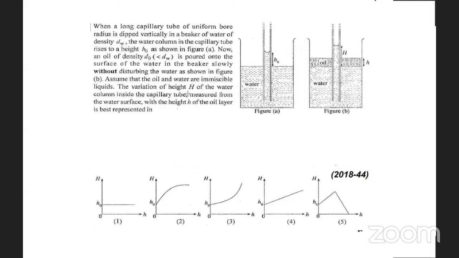The variation of height capital H of water column inside the capillary tube measured from the water surface with the height small h of oil layer is best represented by. So don't panic, we are supposed to plot a graph for capital H versus small h. So the sensible thing to do is getting an equation for capital H in terms of small h. I'm pretty sure it's not going to be very difficult. All right. So for that, we definitely have to analyze the second diagram.